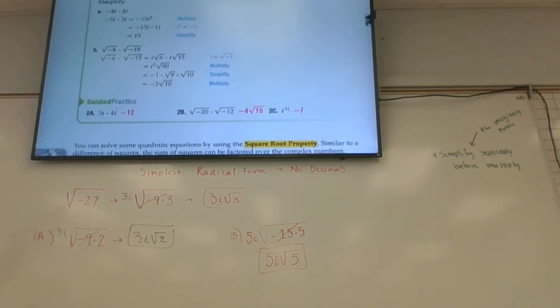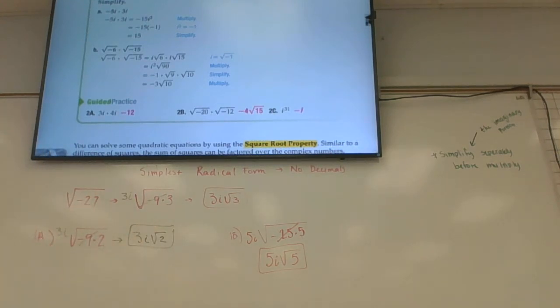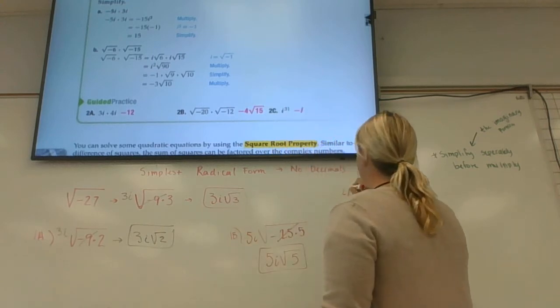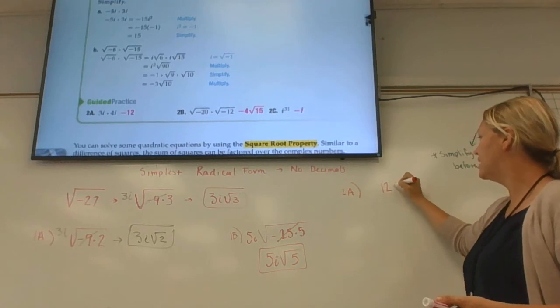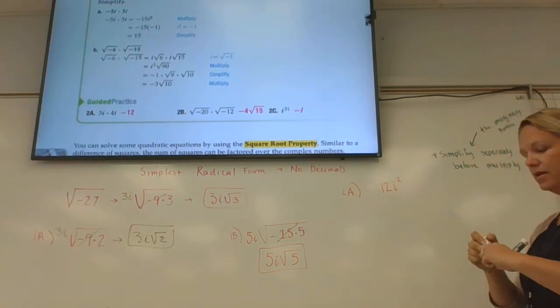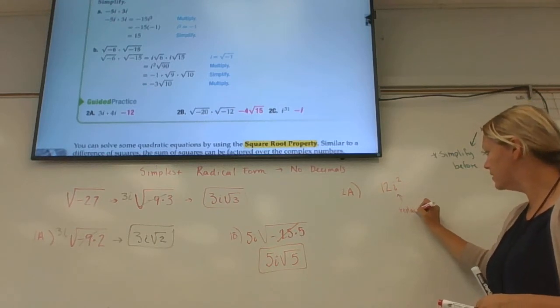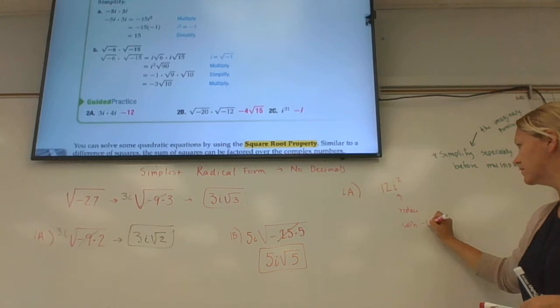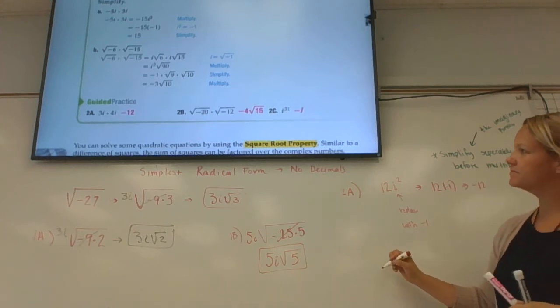So you're going to treat this i like a variable most of the time. The only time you don't treat it like a variable is when you square it and it turns to negative 1. So for 2i times 6i, 2 times 6 is 12. i times i is i squared. Always replace i squared with negative 1. So 12 times negative 1, negative 12. Okay.